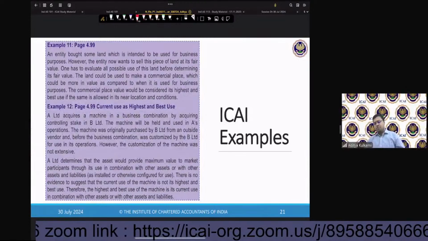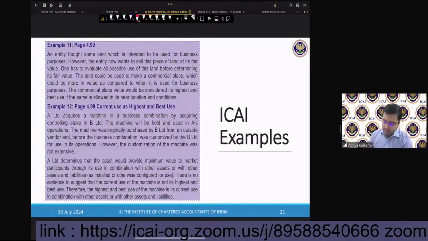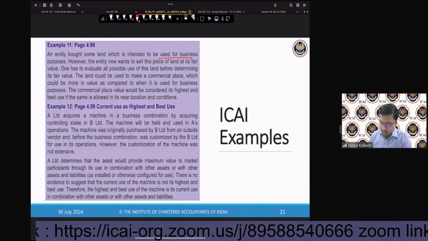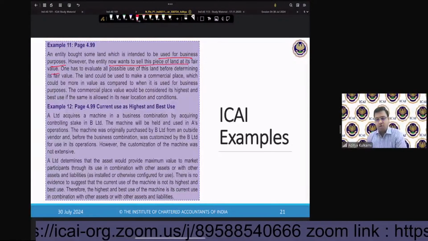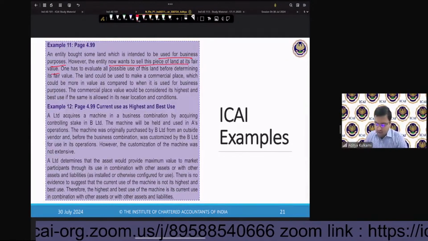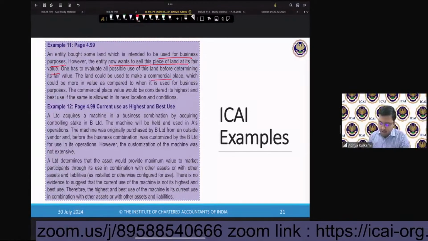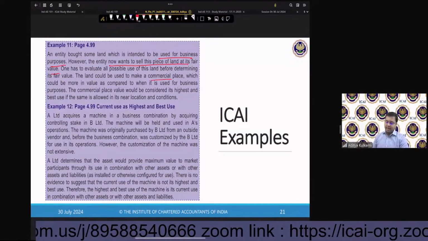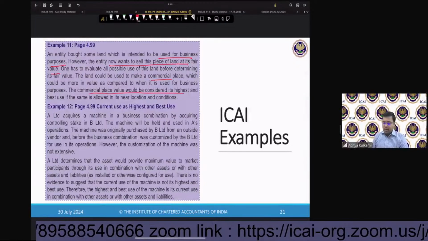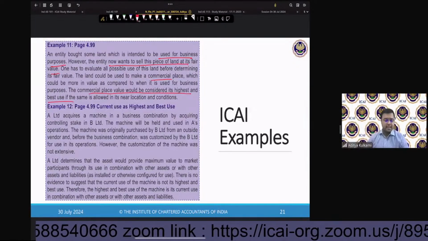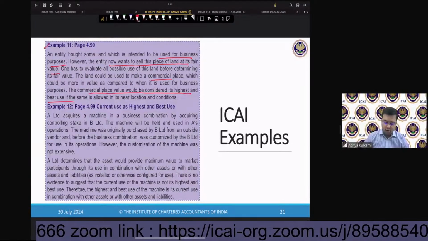Okay. So now let us look at a couple of examples on this. An entity bought some land intended to be used for business purposes. However, the entity now wants to sell this piece of land at fair value. So one has to evaluate all the possible uses of this land before determining the fair value. This land could be used to make a commercial place, which could be more in value as compared to when it is used for business purposes. The commercial place value would be considered the highest and best use, if obviously the same is allowed in its location and conditions. Is it okay? Yes, something which we have already seen.